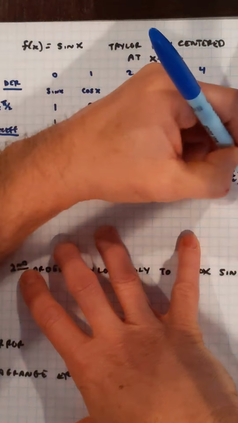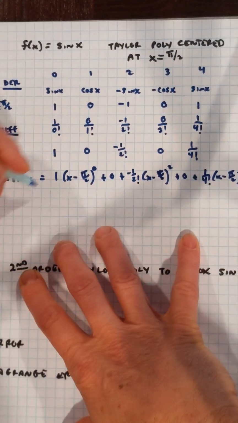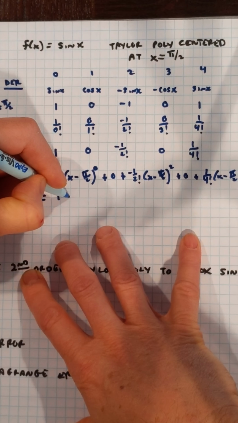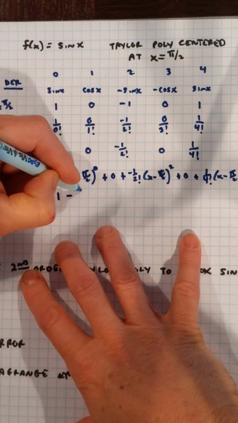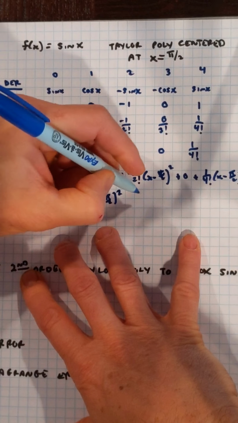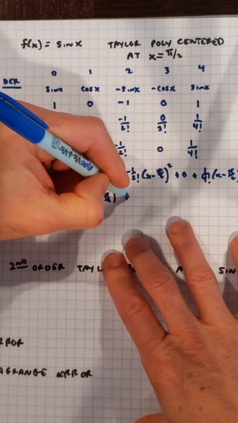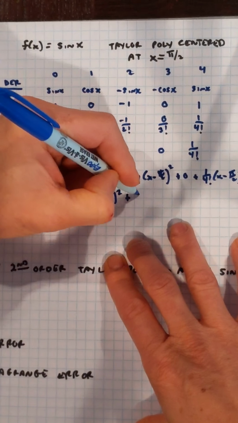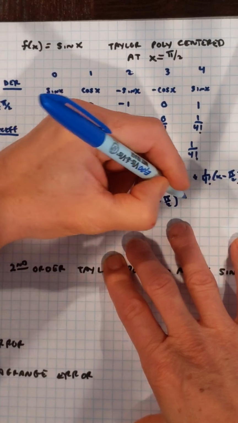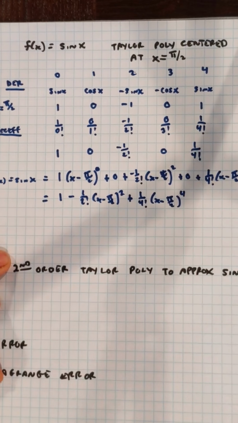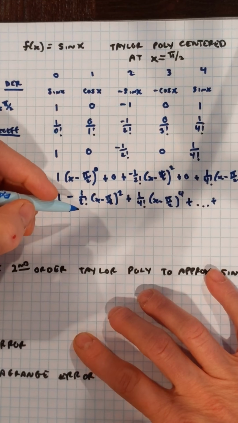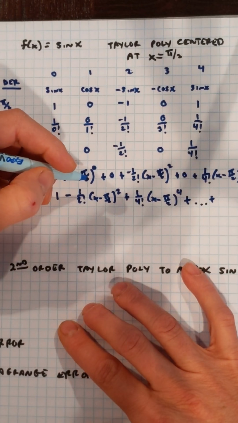So simplifying it, oh sorry, if I'm going to put equal, I better put dot dot dot. So it equals 1 minus 1 over 2 factorial times x minus pi over 2 squared, plus 1 over 4 factorial times x minus pi over 2 to the 4th, plus dot dot dot. And now we can write our nth term by looking at the pattern.